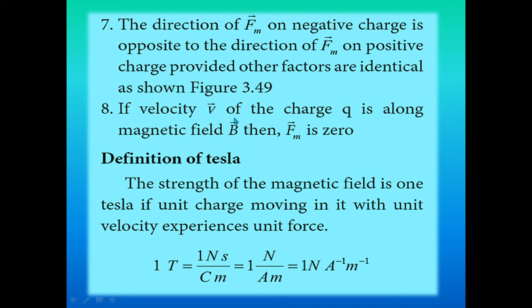Once again, repeat the last point. If the velocity V vector of the charge Q is along the magnetic field B vector, then the force is 0, because a charge moving along the magnetic field is not affected by the magnetic field. If they are parallel to each other, there is no force acting. So if the charge is moving along the direction of the magnetic field, there is no force acting on the charge Q. That is why the force is 0.